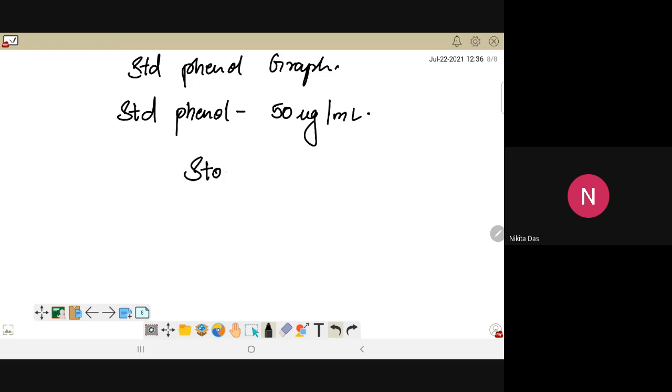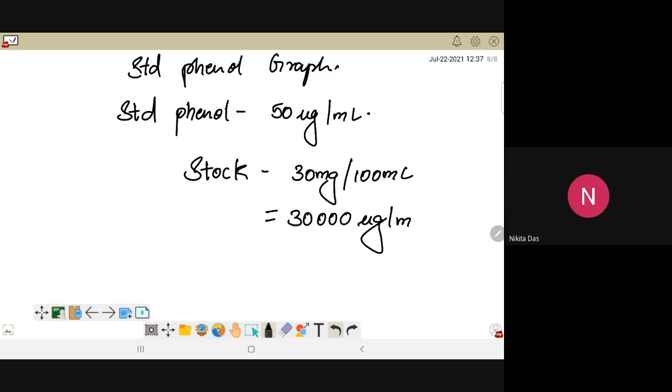So the stock is made like this, wherein you take 30 mg per 100 ml. 30 mg is like 30,000 micrograms per 100 ml. So per ml convert करने जाओगे तो it is 300 micrograms per ml. Okay. Now can you tell me that इससे अगर मुझे 50 microgram per ml बनाना है तो मुझे क्या करना पड़ेगा?